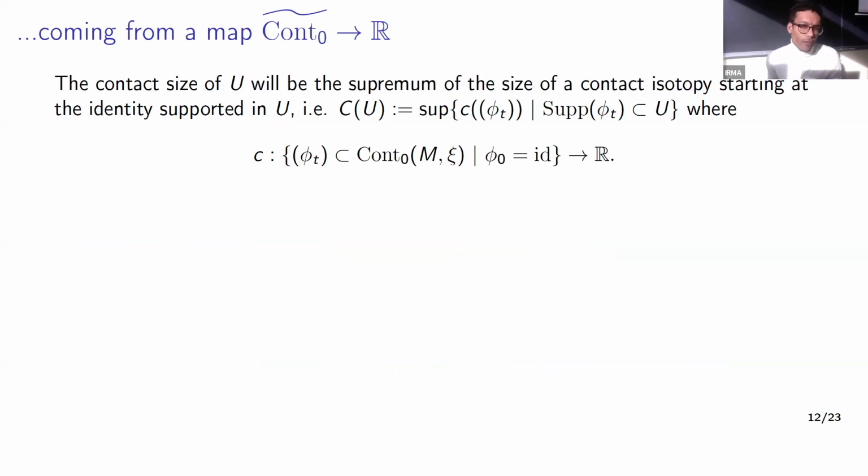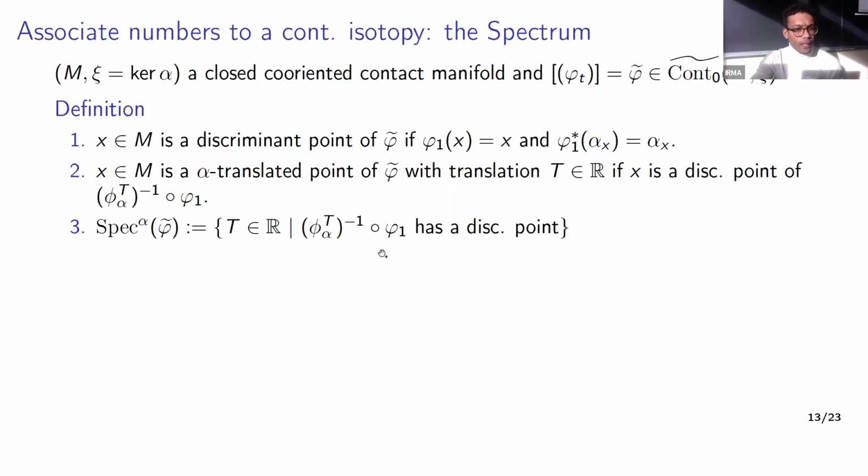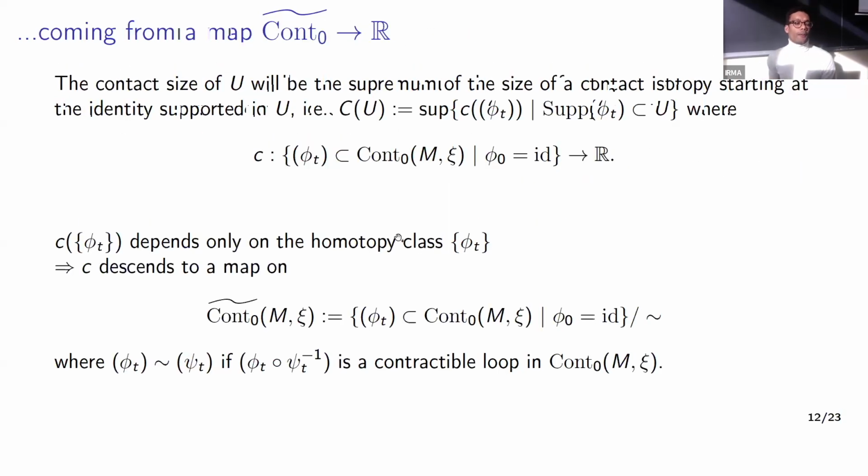So the contact size of the domain will be the biggest size of a contact isotopy that is supported in this domain. I didn't say yet what the contact size of an isotopy is, but this will be the idea. We will associate a size to a contact isotopy. And actually, the number we will associate to a contact isotopy will depend only on the homotopy class of this isotopy.